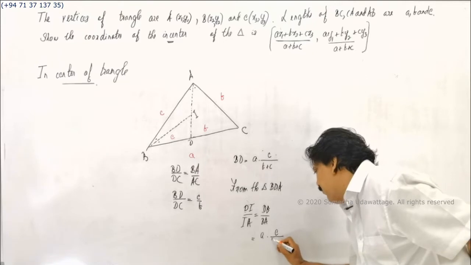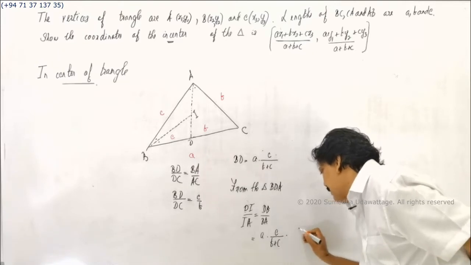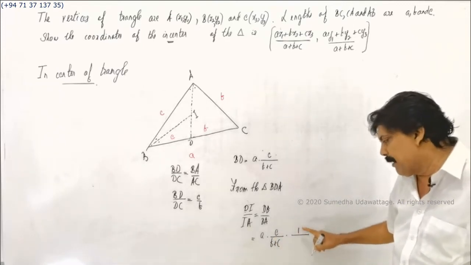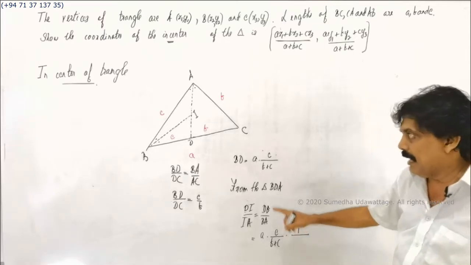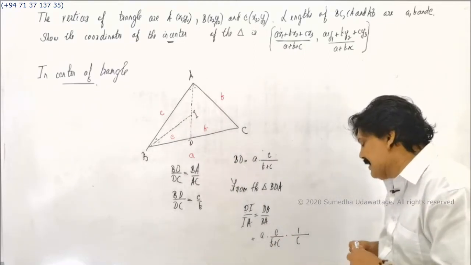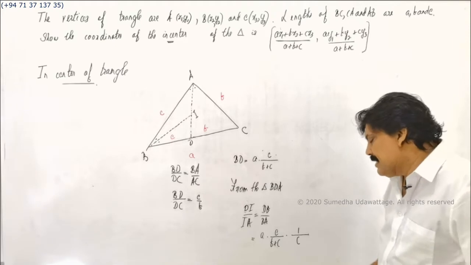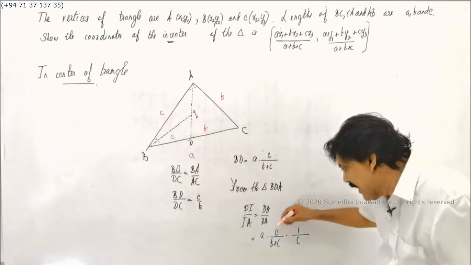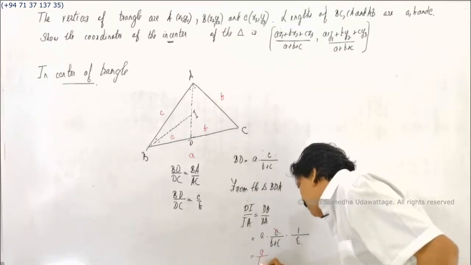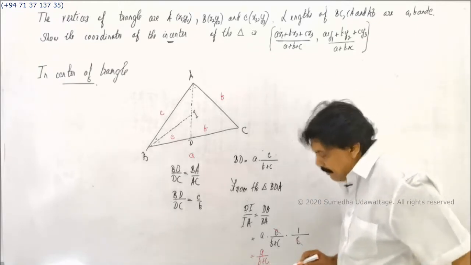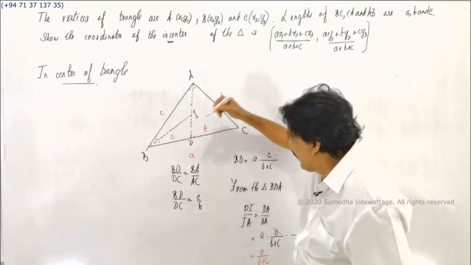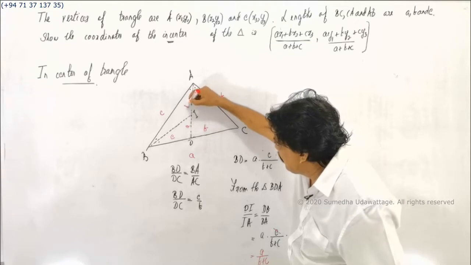AC divided by B plus C, divided by BA, divided in the sense multiplied by the one over value. BA is C. And then this C and C would get cut. The ratio would be A to B plus C. The ratio DI to IA is A to B plus C.